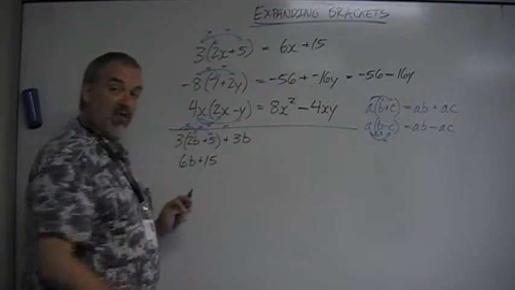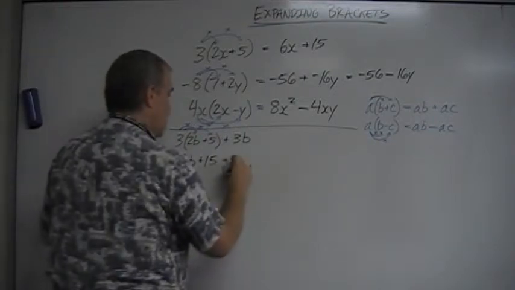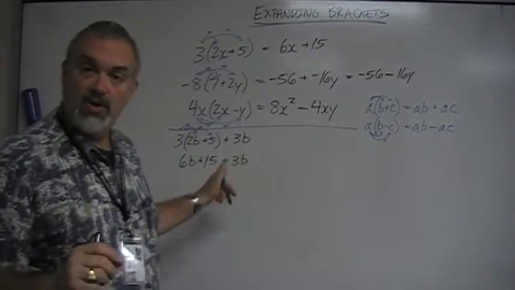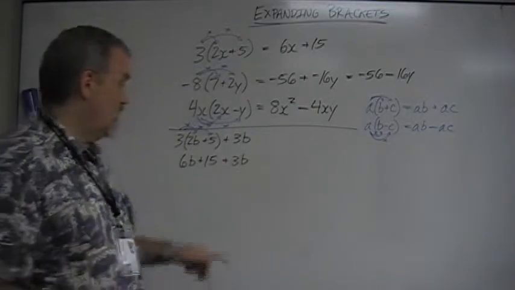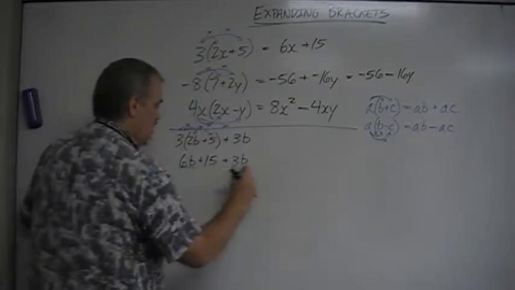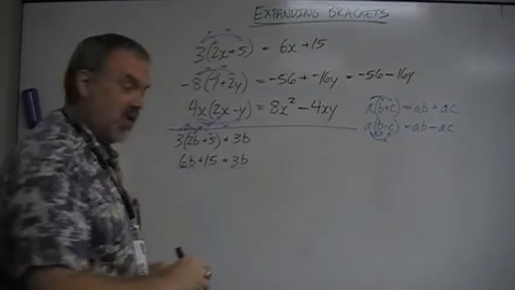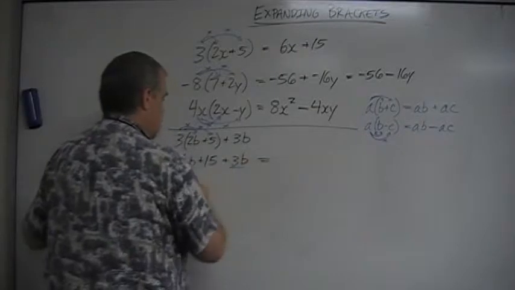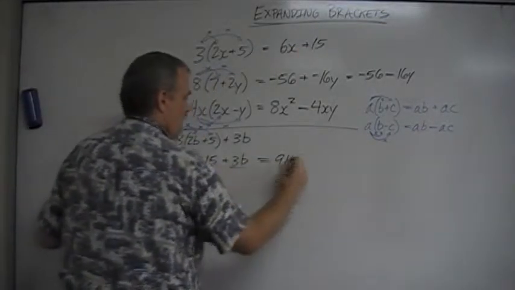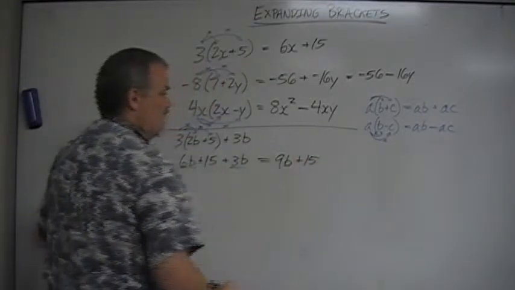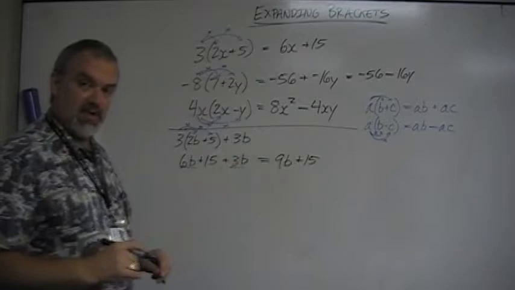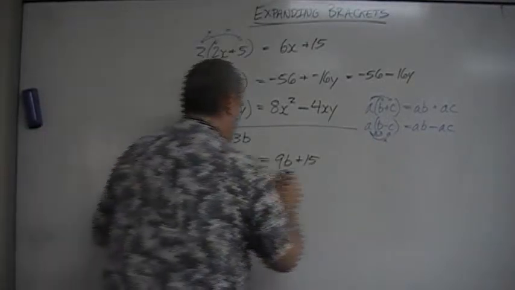Now, we've removed the grouping symbols, and what do we have left? We have 3b left. Now, we also have two terms that are like terms. We have 6b and 3b, here and here. So we can simplify by putting those together. 6b's, 3b's, 9b's, and 15. So in this problem, we have to simplify after we multiply through the terms, after we remove the grouping symbols.